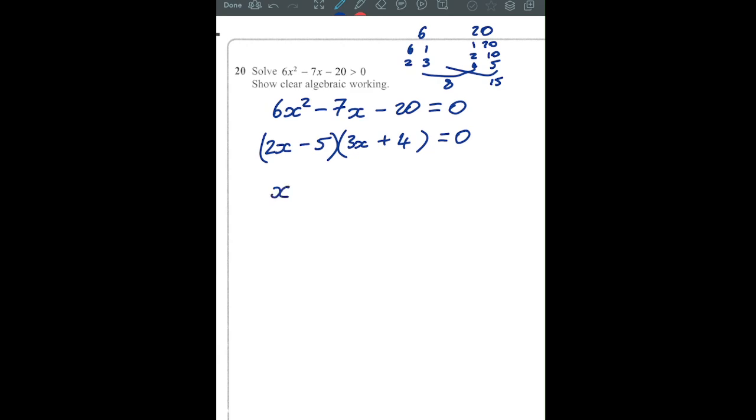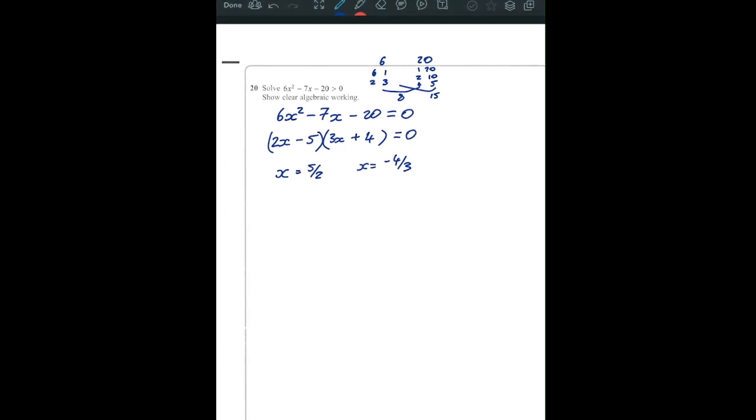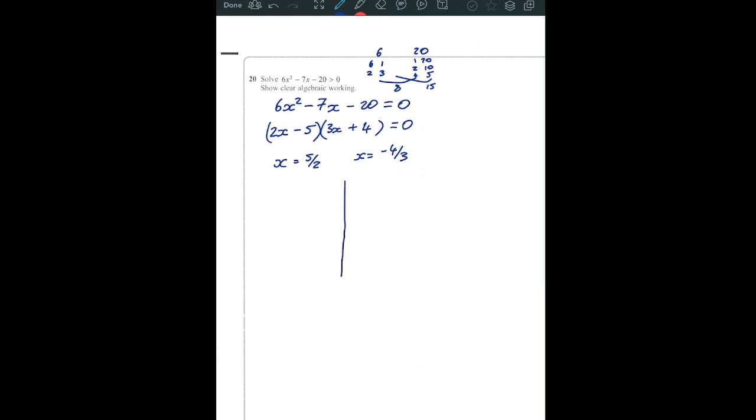The two solutions here, 2x minus 5 equals 0, will give a solution of 5 over 2. And the other gives a solution of negative 4 over 3. Subtract the 4 divided by the 3. So I've got my solutions. I now want to do a very quick sketch of the graph. The graph has to go through the x-axis at those 2 points at negative 4/3 and 5 over 2.